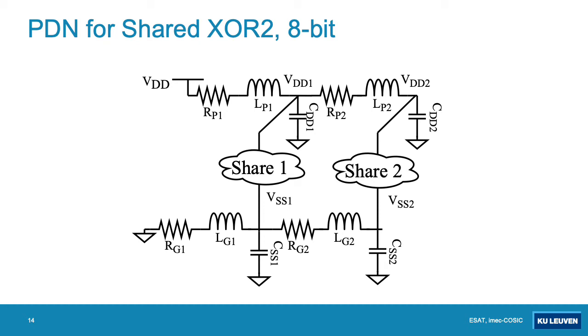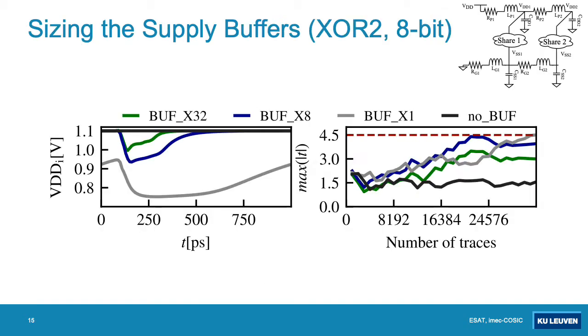Notice that since the circuit is linear and the sharing is completely symmetrical, any leakage that appears must stem from the power distribution network, and in that sense this is a very convenient circuit for this study. On the left hand side we see the mean drop in the power supply nodes VDDI for different sizes of the supply buffers. Note that we remove all other parasitic elements from the circuit for this experiment.